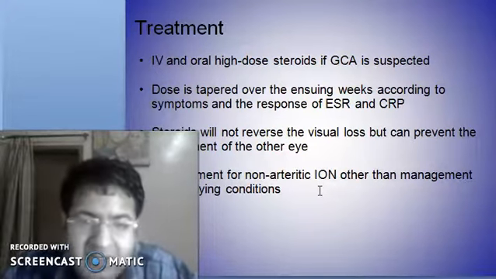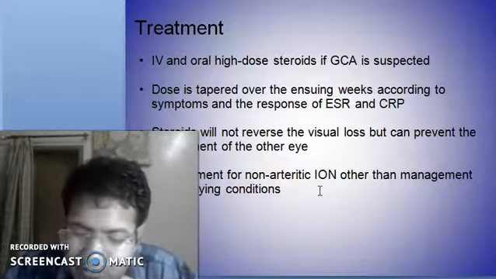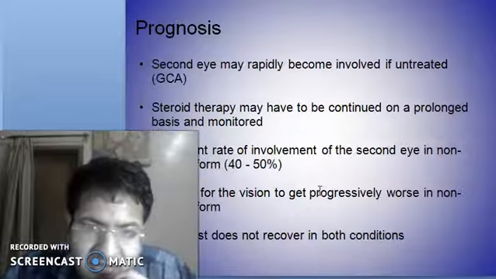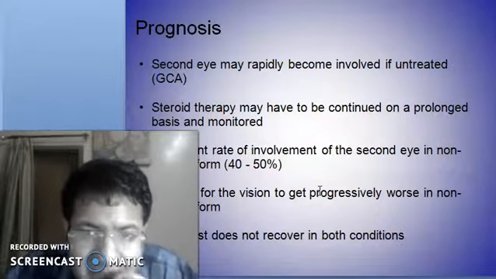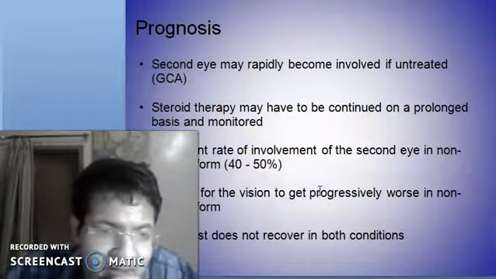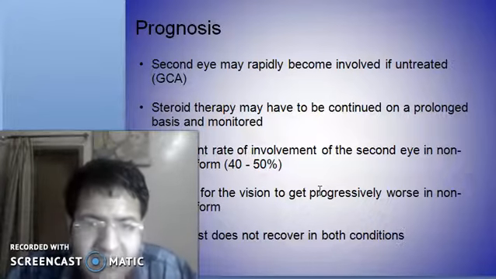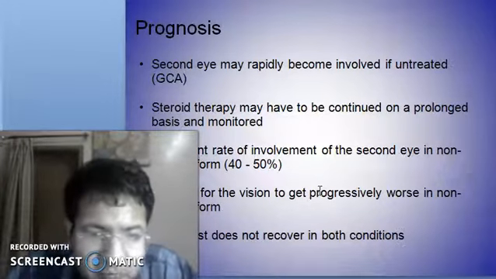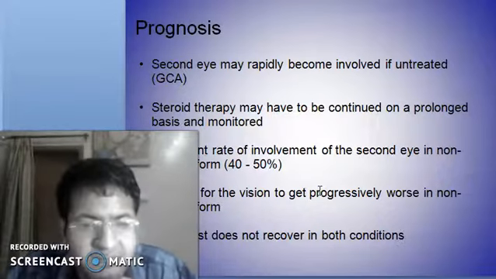There is no treatment for non-arthritic ION other than the management of the underlying risk factors and conditions. What is the prognosis? The second eye may rapidly get involved if untreated, especially in the cases of giant cell arteritis. The steroid therapy may have to be continued on a prolonged basis, maybe 2 years, and has to be monitored.